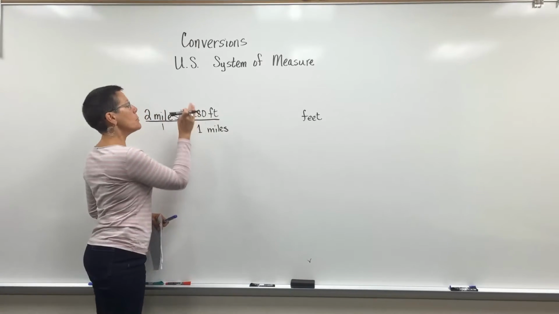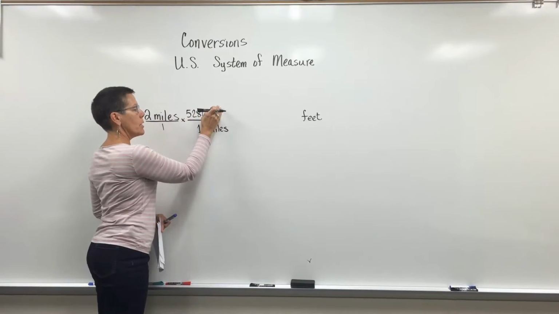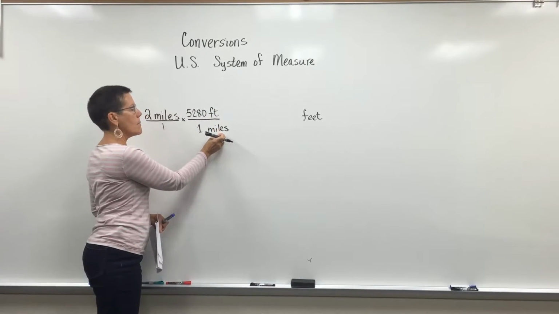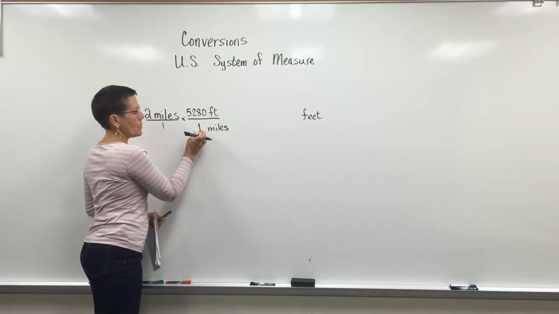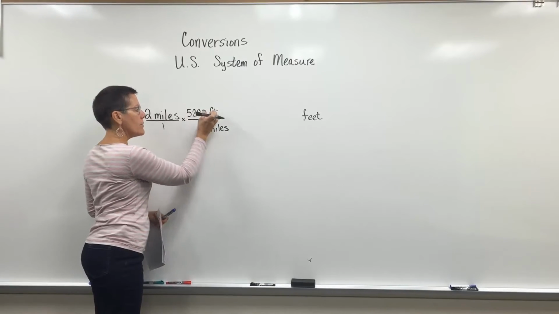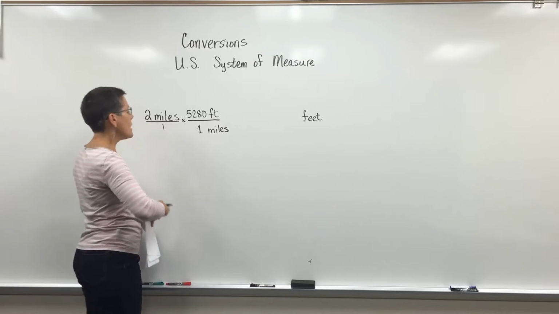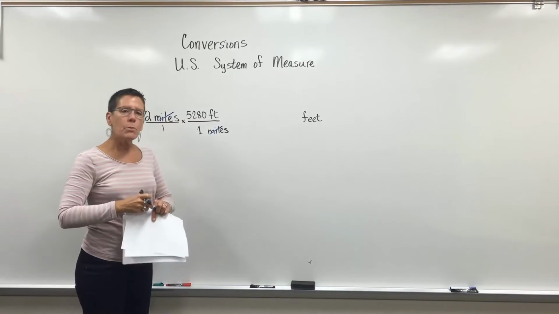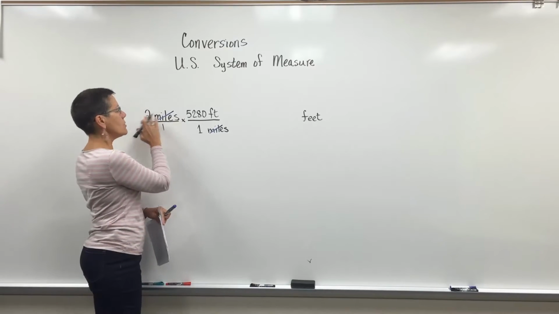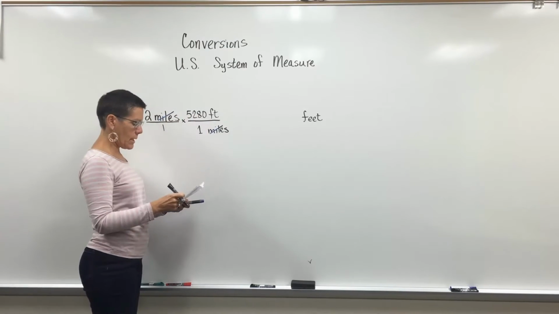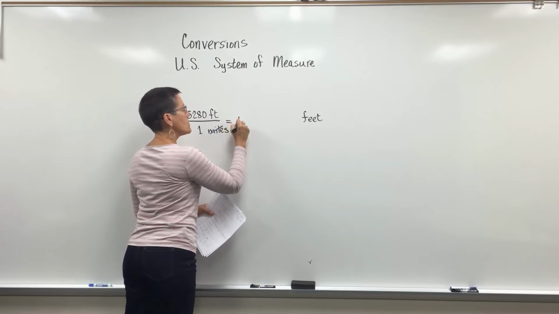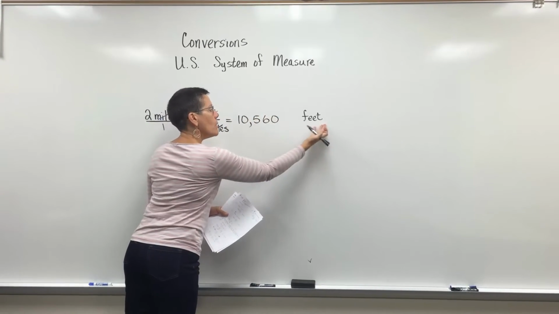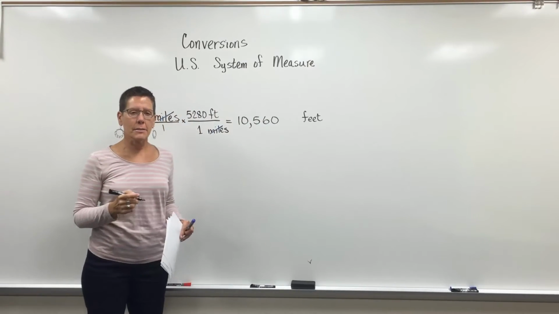So I chose to put the 5,280 in the numerator because I knew I had to put the word miles in the denominator, and I know that this is a truth, that 1 mile is 5,280 feet. I can now cross off those words, miles, and when I do the multiplication with my calculator, 2 times 5,280, I get the result 10,560, and now my units of feet are correct.